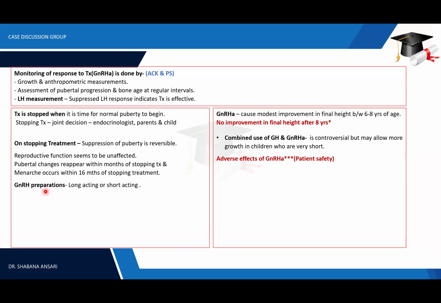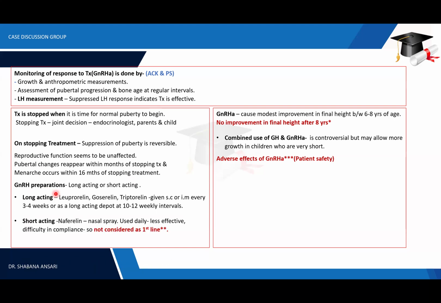Then just remember the GnRH preparations; the examiner may ask. It can be long-acting or short-acting. Long-acting ones, we know leuprorelin, goserelin, triptorelin. How are they given? Subcutaneous or by IM injection every 3 to 4 weeks, or as a long-acting depot at 10 to 12 weekly intervals. Short-acting is nafarelin, given as a nasal spray and used daily, but it is less effective. Why? Because of difficulty in compliance, and it is not considered first line. And yes, there is an implant like Histrelin, which can also be used.